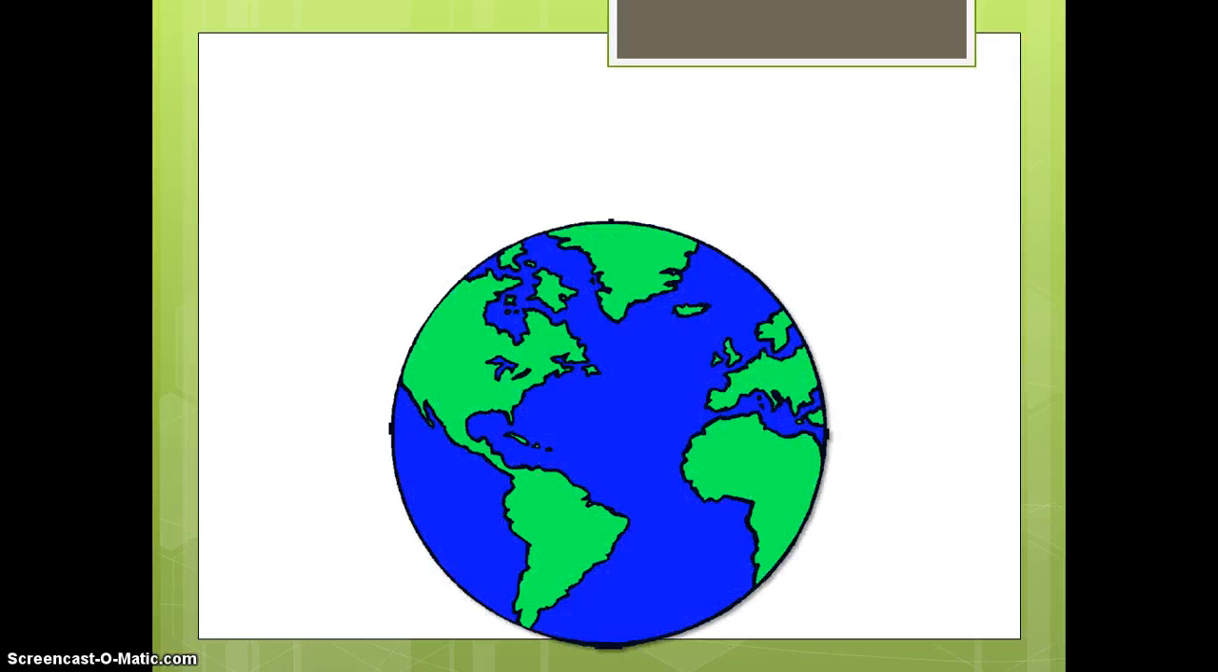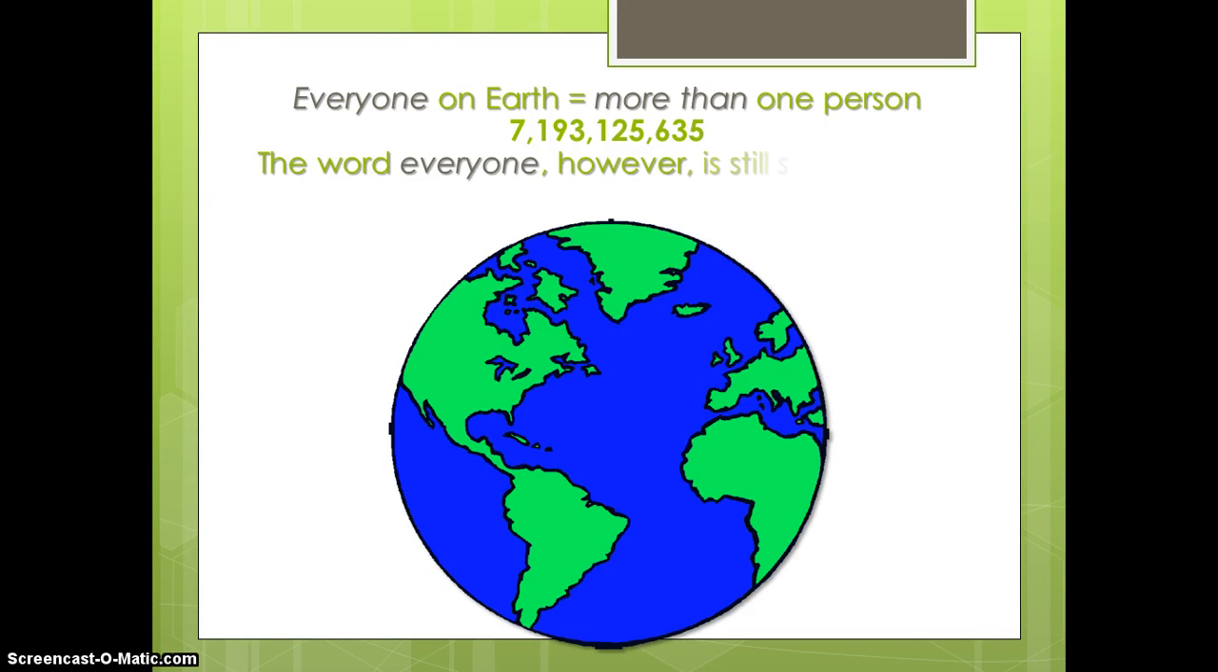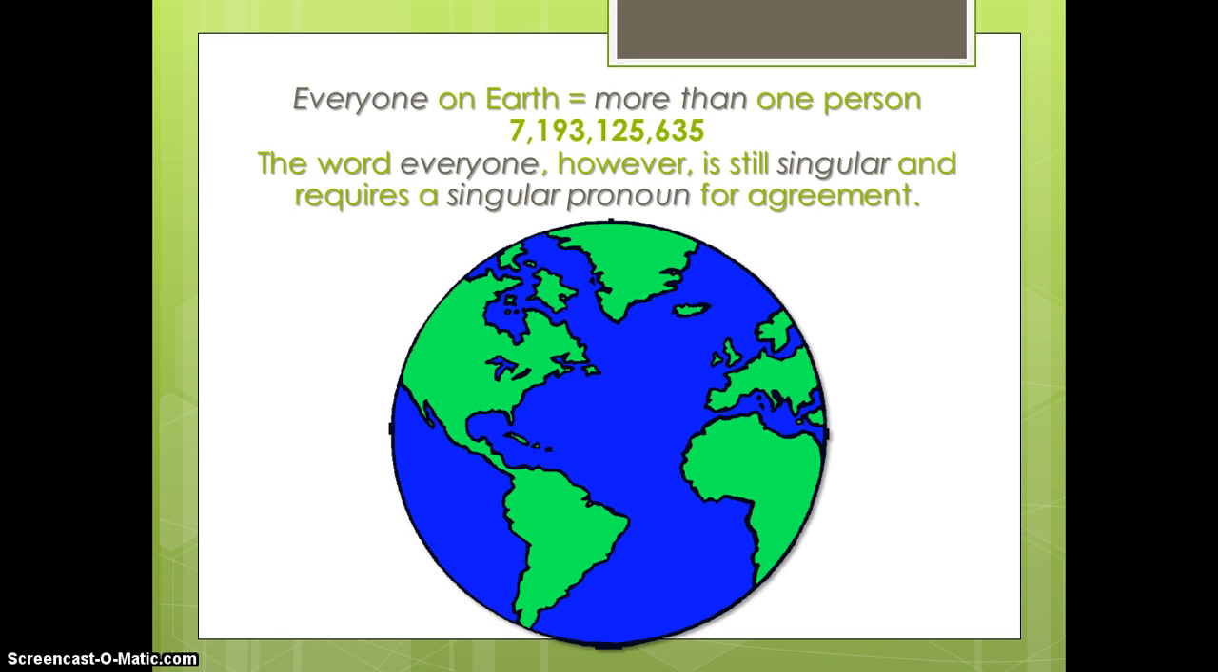So, think of it like this. Everyone on Earth. That equals more than one person. Currently, there are 7,193,000... oh, geez, this is why I teach English... 7,193,000,000 125,635 people. Everyone, however, is still singular. So you would use it as a singular pronoun for agreement.